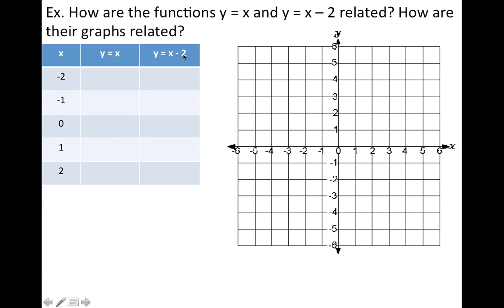So we have to determine how the functions are related if we have y equals x and y equals x minus 2. To start off with, we have our table here. We have to determine our values. If we have x as negative 2, we plug it into our original equation, which will give us y of negative 2. And the same thing for all. Since y equals x, these are all going to be the same.